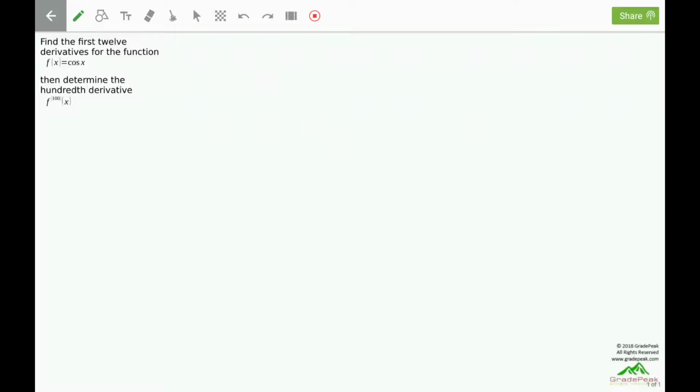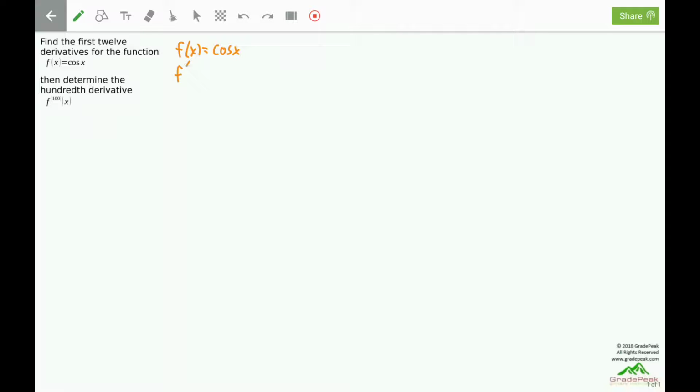Find the first 12 derivatives for the function f of x equals cosine x, then determine the 100th derivative, f^(100) of x. So f of x equals cosine x, just like sine x, will have a pattern to its derivatives.